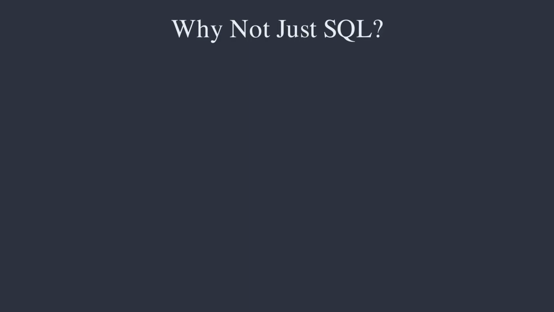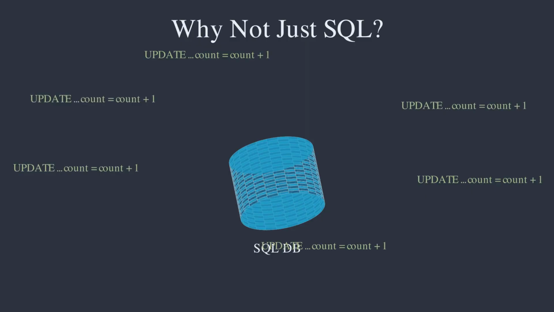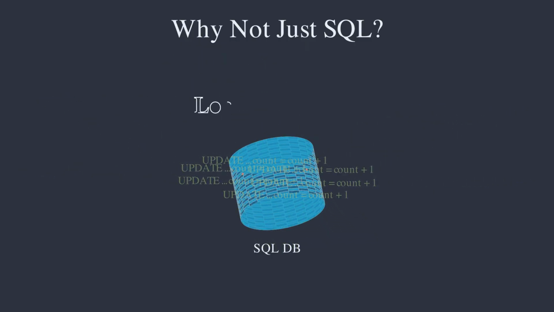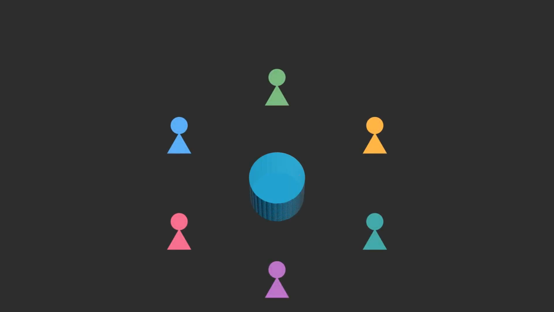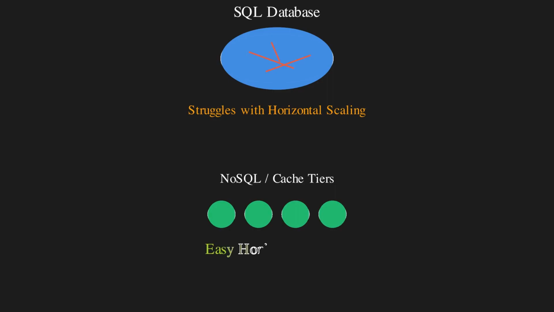So to quickly recap, why not just use one giant SQL database? Well, update operations like count equals count plus one on popular items would create massive lock contention. Serving billions of reads for just these counts every day would completely overwhelm a traditional SQL database designed for different workloads. It is also much harder to scale traditional SQL databases horizontally for this specific kind of high volume, simple counter workload compared to NoSQL and caching tiers.